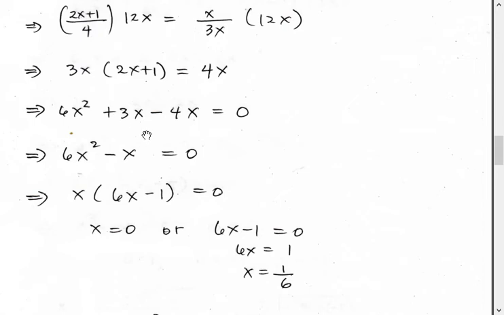Then this can be simplified as 3x minus 4x, so we have 6x squared minus x equals 0. Then factoring out x, we have the linear factors x and 6x minus 1 equals 0. Then solving for x, we have x equals 0 or x equals 1/6.